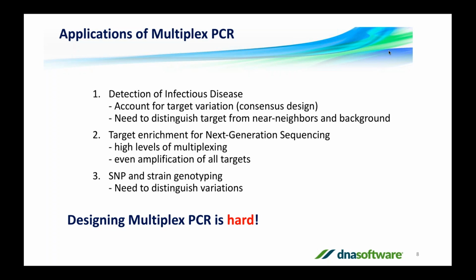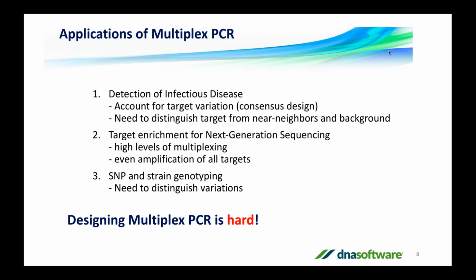Another application of multiplex PCR is for target enrichment. Here you might have something like 100 genes that are cancer-causing genes or involved in pathways involving cancer. And you want to enrich those targets for next-generation sequencing. And that type of application involves very high levels of multiplexing, often from 100-plex to higher levels of amplification needed.